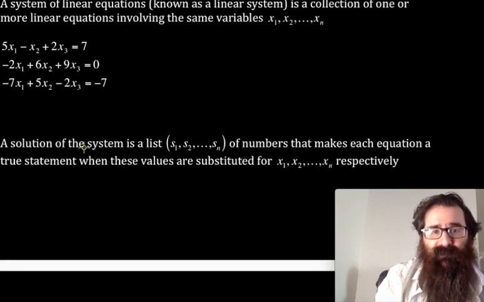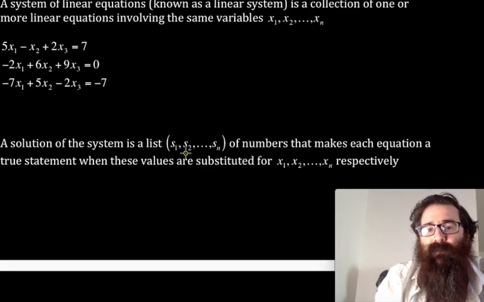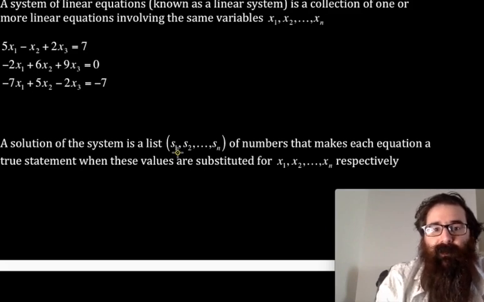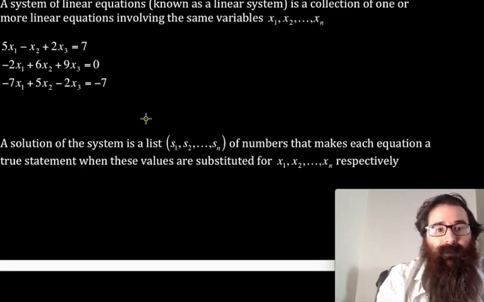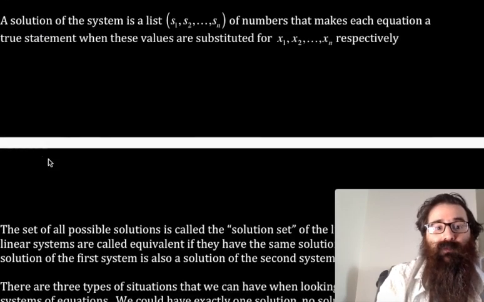We'd say that a solution to the system is a list of numbers, numerical values that we would solve for. Maybe the numbers are like 2 and then -8 and then 17, something like that. But we just say a list of numbers, s sub 1, s sub 2, so on and so forth to s sub n, that make each equation a true statement when these values are substituted respectively for x sub 1, x sub 2, and so on. So in this example with 3 equations, I'd want to find some numbers for x1, x2, and x3 that make all 3 of these equations into true statements. That would be my solution.